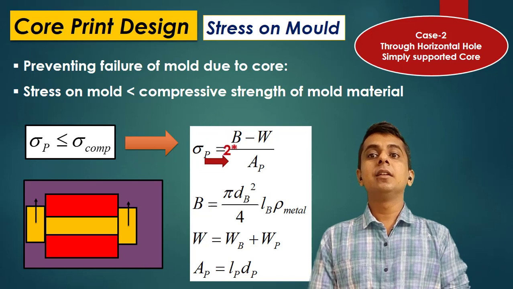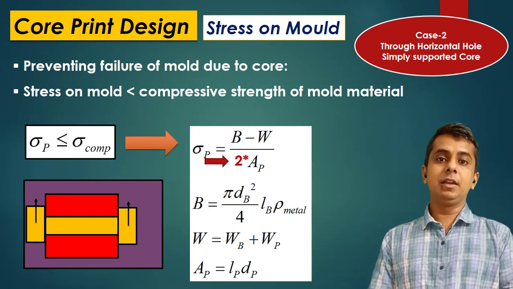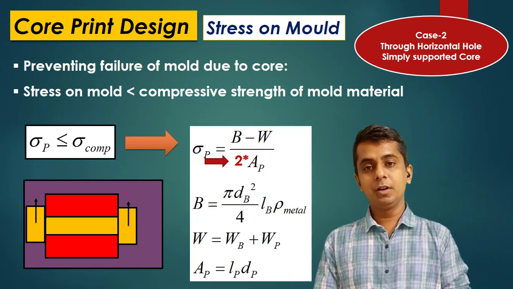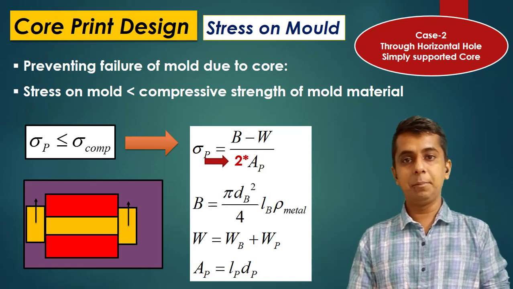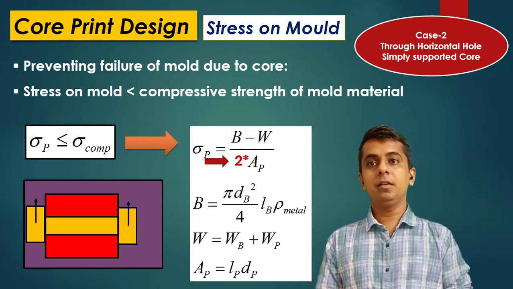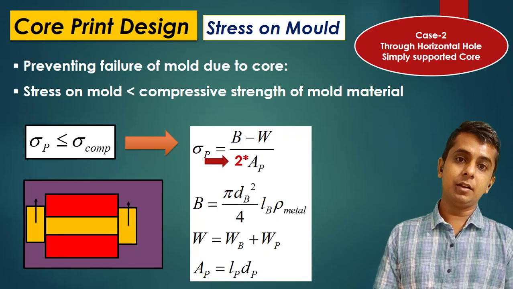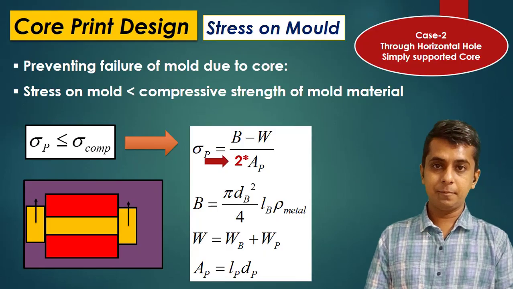So the stress is sigma P equal to B minus W divided by 2 times AP. In this way you can design if there is a through hole in a horizontal manner.